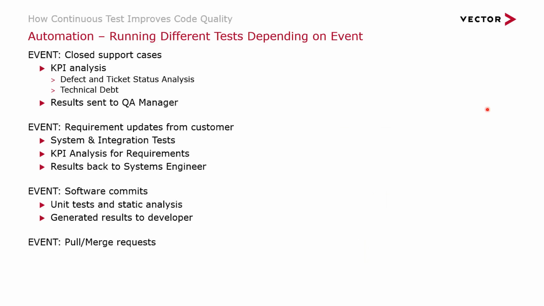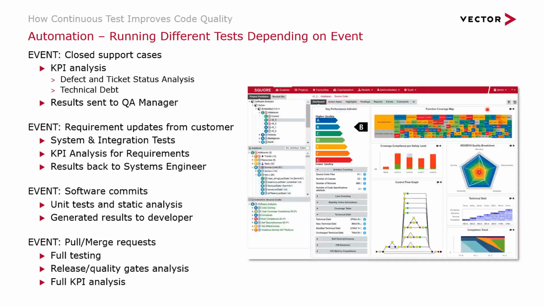And then another big event, the pull merge request or a release candidate, that would get full testing, full release and quality gates, and then a full KPI analysis. You can generate this kind of information and then output it maybe in a document that is suitable for your customer delivery. And then management gets those results at the end of the release.